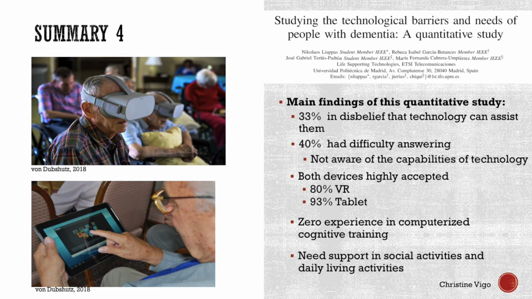Post-experiments, both devices were highly accepted, with 80% for the VR and 93% for the tablet. When questioning whether they have had experience with computerized cognitive training, all the answers were negative. Finally, some needs identified were the lack of involvement in regular social activities as well as the desired support in activities of daily living.